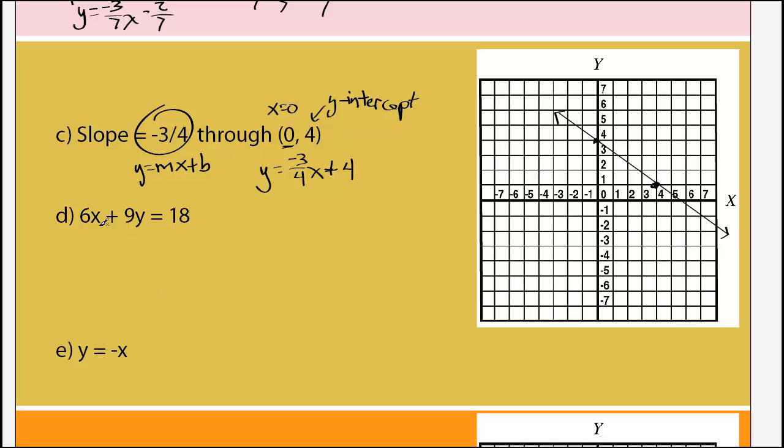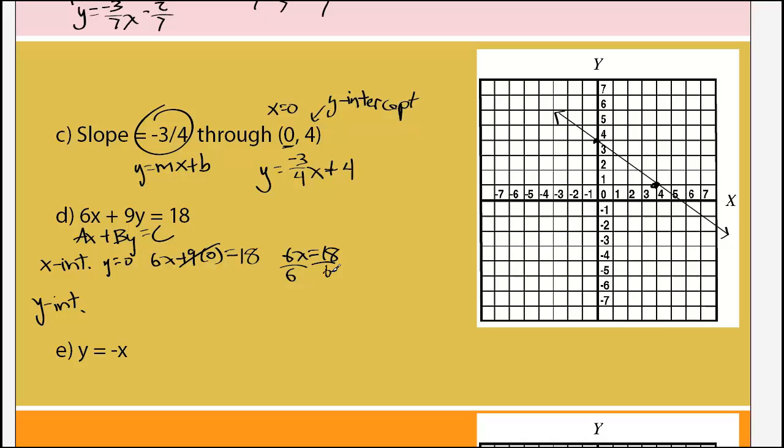All right, this one, notice how it's in standard form, ax plus by equals c. And when we have it in standard form, we could solve for y and get it into slope-intercept form, but let's find the x-intercept and the y-intercept. With the x-intercept, we put our y equal to 0. So we have 6x plus 9 times 0 equals 18. That cancels. So 6x equals 18, divided by 6, x equals 3. So we have the point 3, 0.